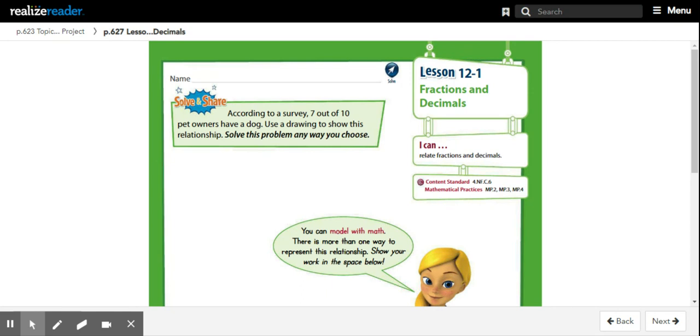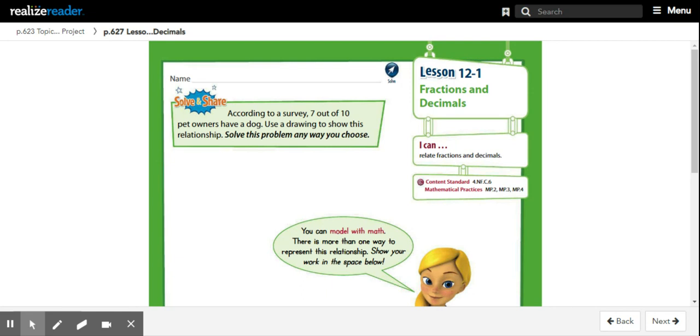So, I want you to make sure that you are on the Solve and Share for lesson 12-1. It's on page 627 in your workbooks. I'm going to give you just a second to get there. Okay, so now hopefully you're there. If you're not, pause the video while you get there.